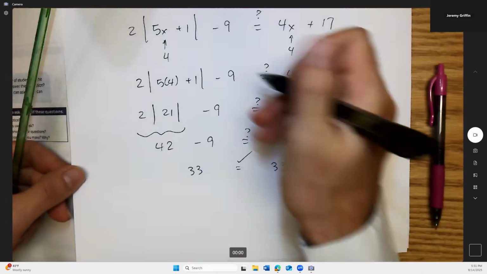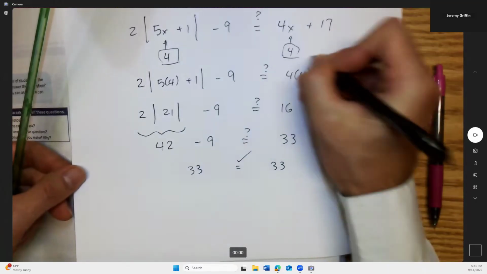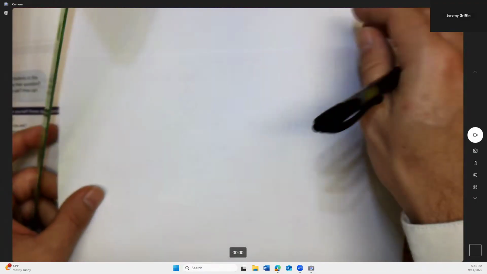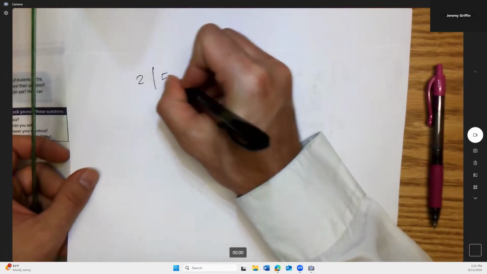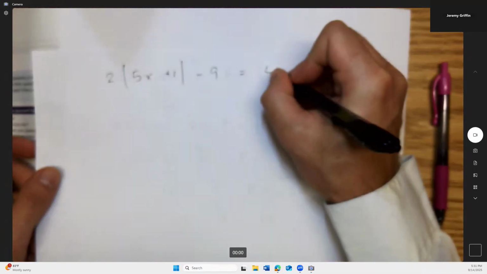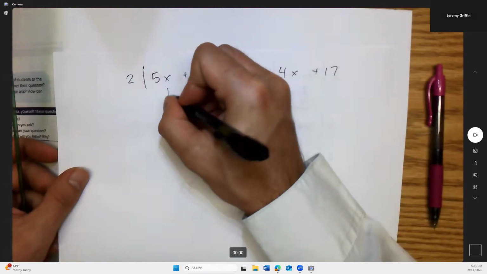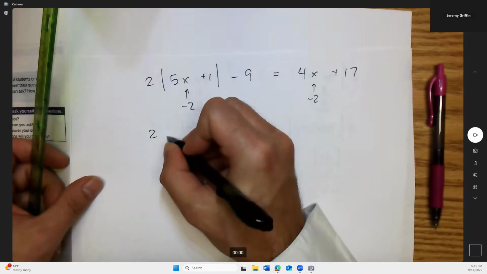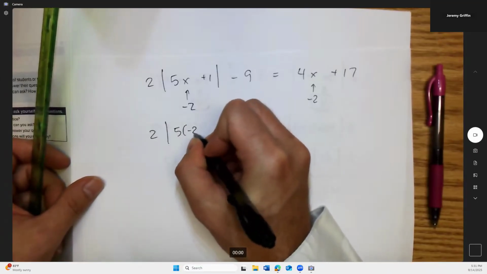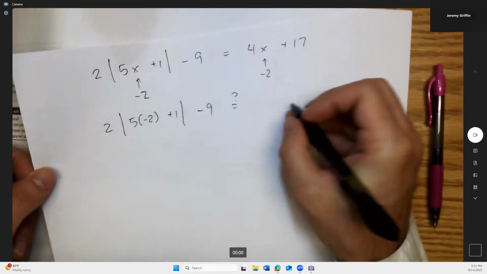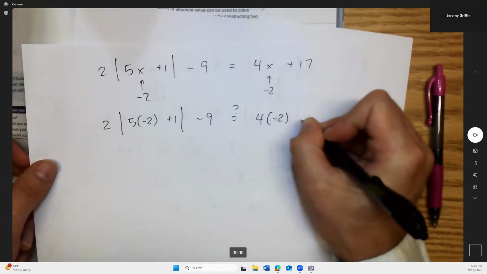Okay, so 4 is part of the solution set. So 4 works. We also got -2 right here. Let's try that one. Same thing: 2 times the absolute value of 5x plus 1, whole thing minus 9, equals 4x plus 17. I'm going to plug in -2. So 2 times the absolute value of 5 times -2 plus 1. Is that equal to 4 times -2 plus 17?